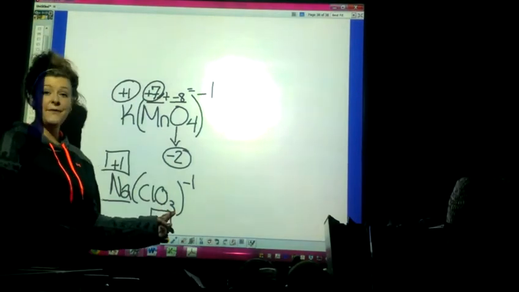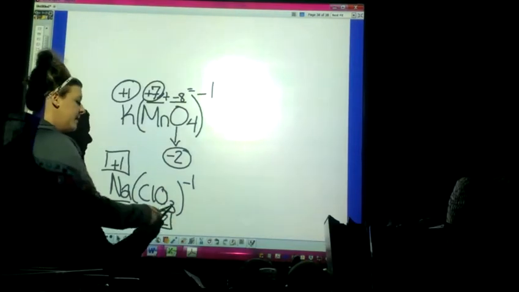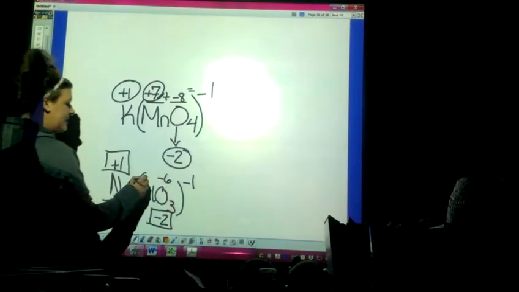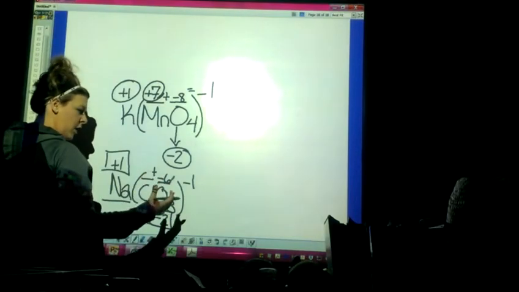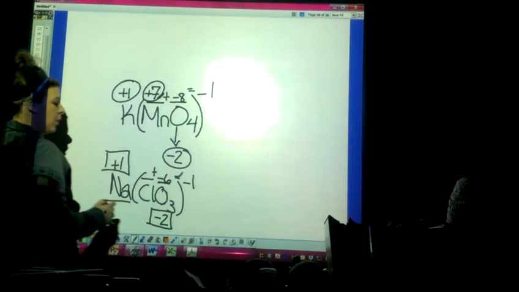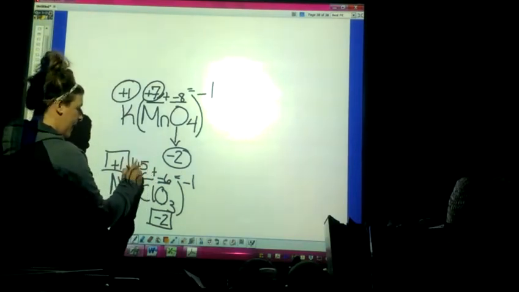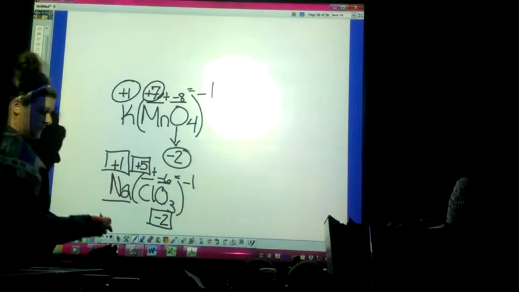So ultimately, because I have 3 of these oxygens carrying a -2 oxidation number, then it's really like this is carrying a -6. So that means that chlorine's oxidation state plus this -6 overall oxidation state has to equal a -1. So chlorine in this case would be a +5 oxidation state. Okay? So hopefully doing those makes sense to you.